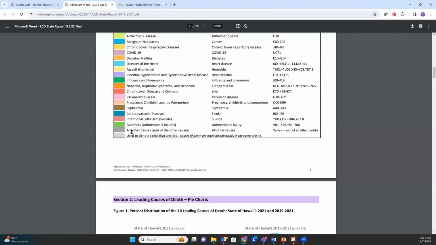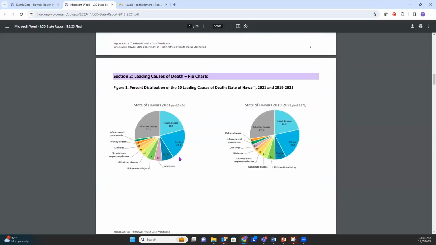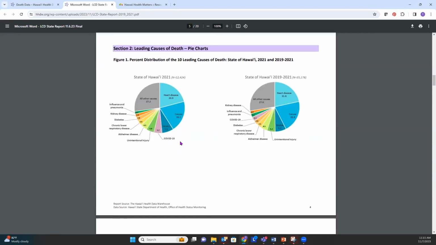You're also going to see that whenever you see a dark gray, it's all other causes. We lump them together and they'll be that color. And then when we get to the matrices, you'll see a light gray means that those two causes are tied, so we put them in there and they'll be listed alphabetically. So here you'll see this is going to be our leading cause of death.